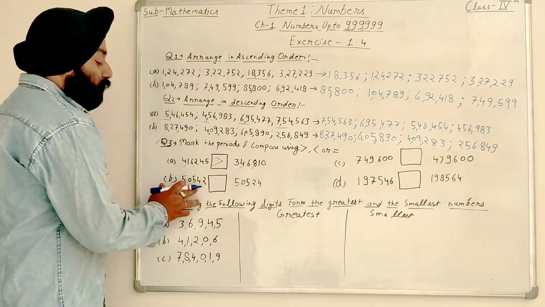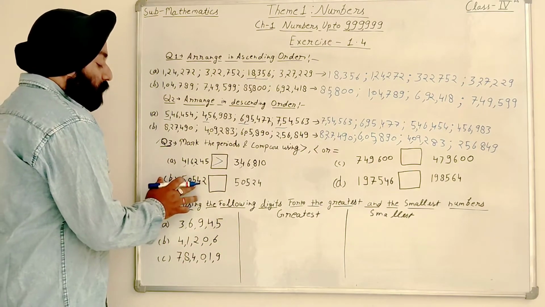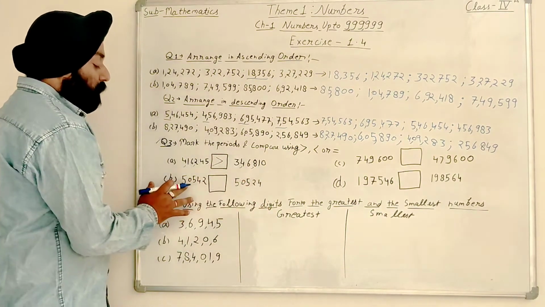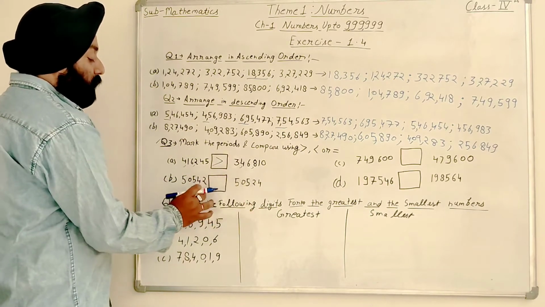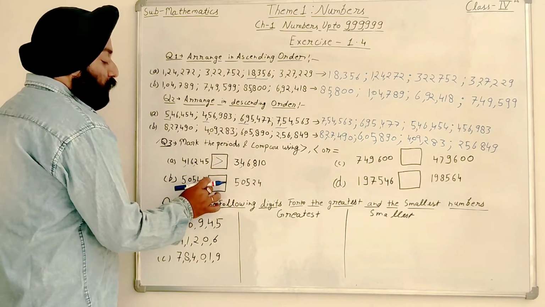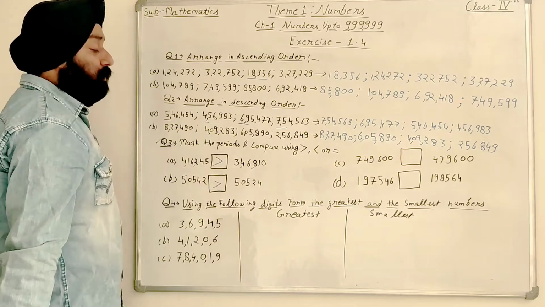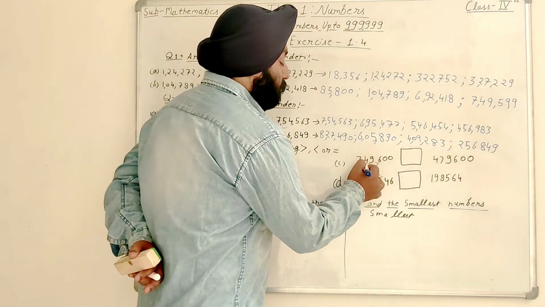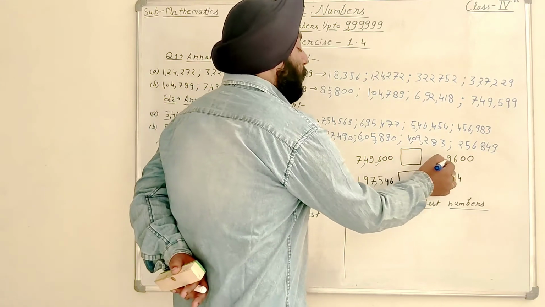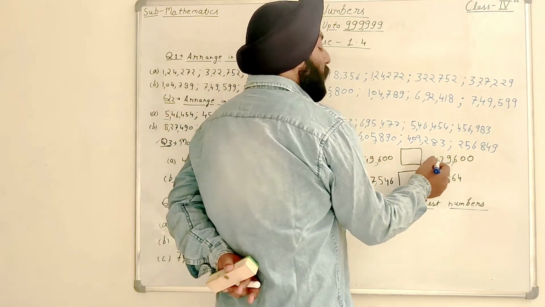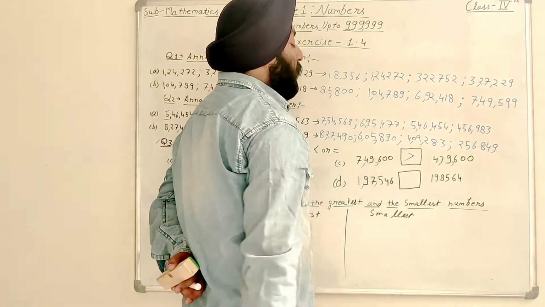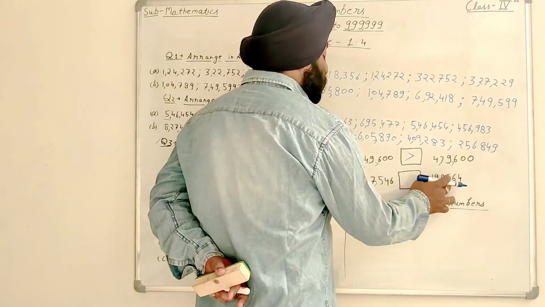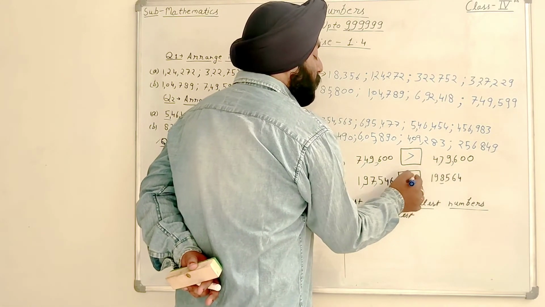Then 50,542 and 50,524. The first places are the same, but 42 and 24. Then 42 is greater than 24. So 50,542 is greater. Then 7 lakh 49,000 and 4 lakh 79,000. Obviously 7 lakh is greater. 1 lakh 97,546 and 1 lakh 98,564. So 1 lakh 98,564 is greater.